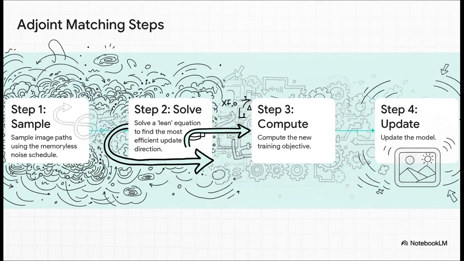So without getting totally lost in the math, here's the core idea. Step 2, that's the real magic right there. It solves this elegant little equation that basically asks, what's the single most efficient tweak I can make right now to get closer to the perfect image? By always taking the smartest, most direct step, it learns the optimal path from that turbulent lake of noise to a masterpiece.